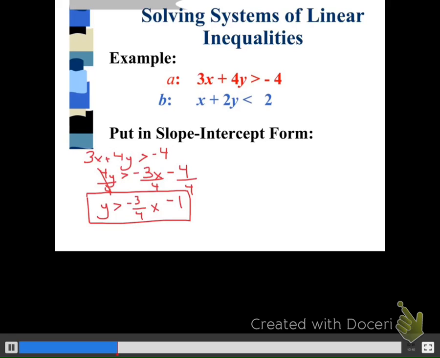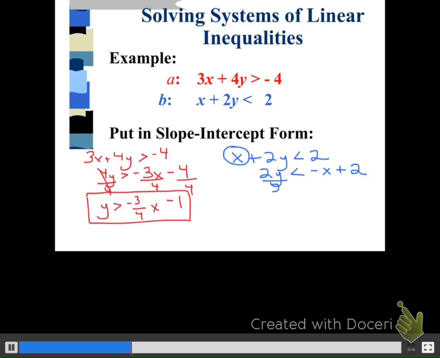Then the second one, x plus 2y is less than 2. Alright, first thing we have to do, we're going to get the y by itself, so we're going to have to subtract this x from both sides. So we're going to take it over to the other side, so it becomes a negative x plus 2.